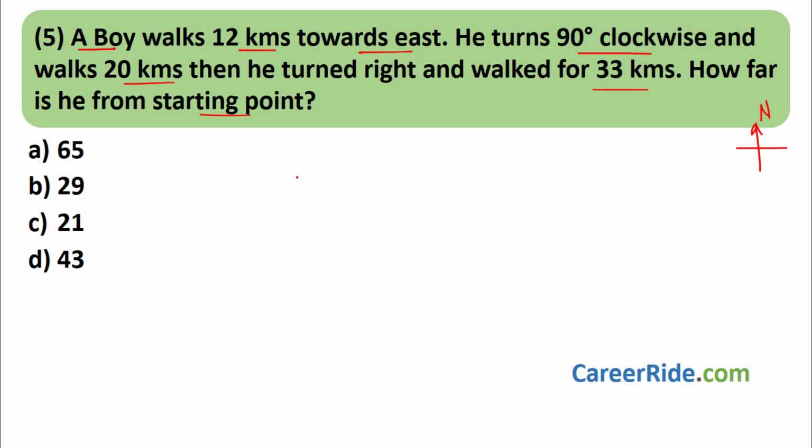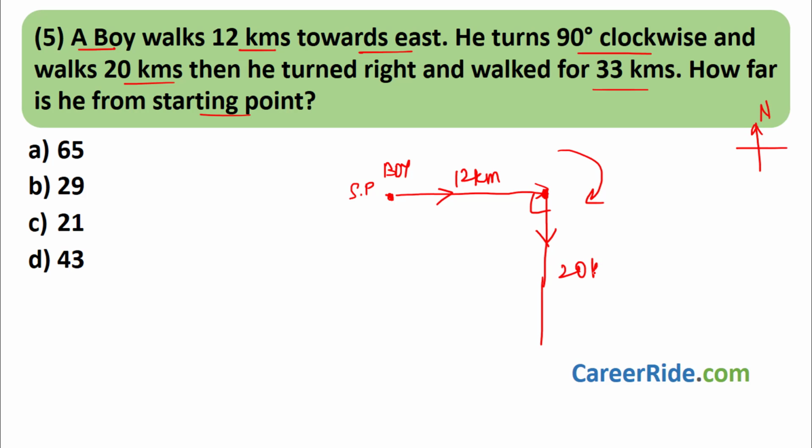So this becomes our north. There is this boy, okay. He starts walking. This is the starting point, okay. He starts walking east and walks for 12 kilometers. Where is east? On the right hand side, okay. He reaches this point. He turns 90 degrees clockwise. Clockwise means like this, correct? So he turns 90 degrees clockwise, okay, and walks for how much distance?